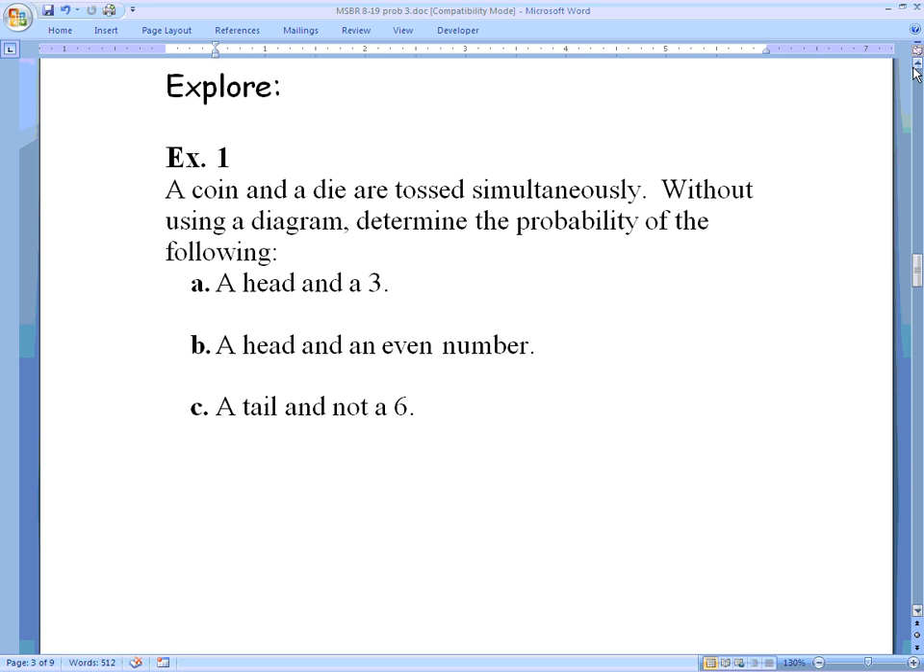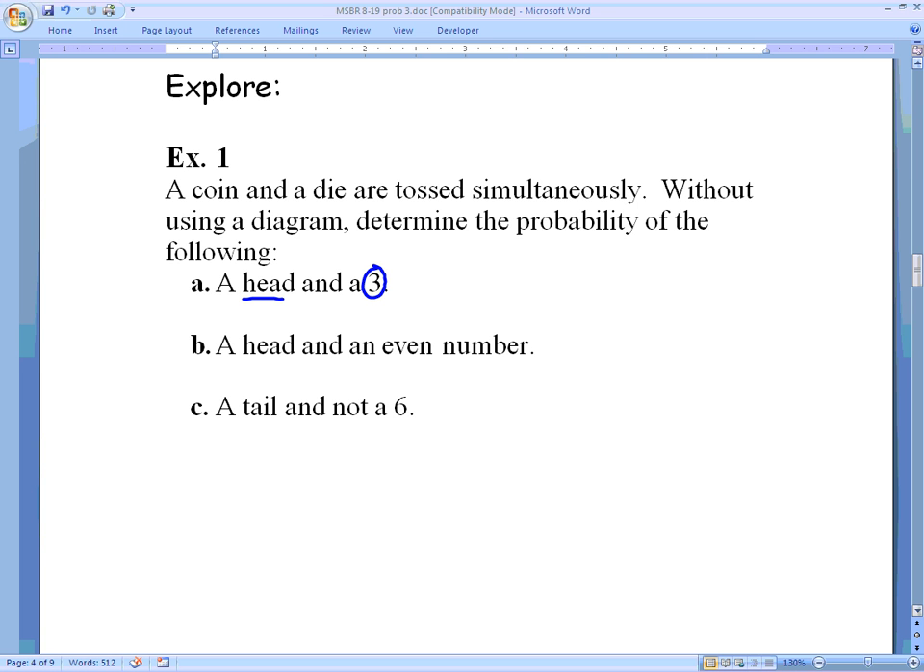Example 1. As I just mentioned, classic example, a coin and a die are tossed simultaneously. Without using a diagram, determine the probability of the following. A head, that would be on the coin, and a 3. So two things happening. We're getting a head and we're getting a 3.